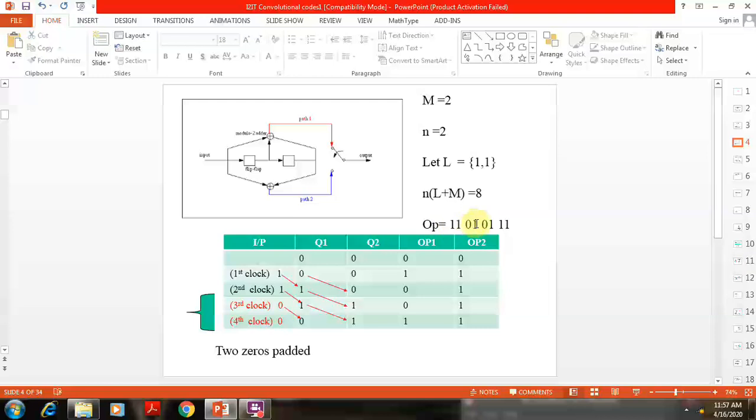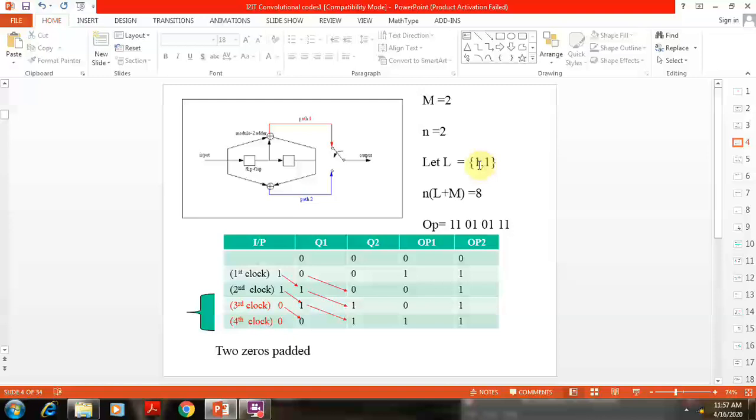Output will be 0, 1 in the second clock. Now you apply the third clock. Now the question is, what will be the input in the third clock? So here comes a very important point. Our constraint length is 3. So we need to append 3 minus 1, so 2 zeros to the message.